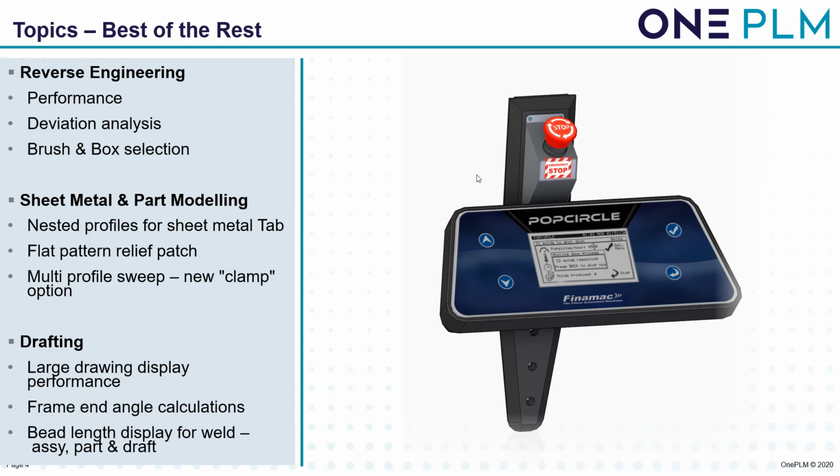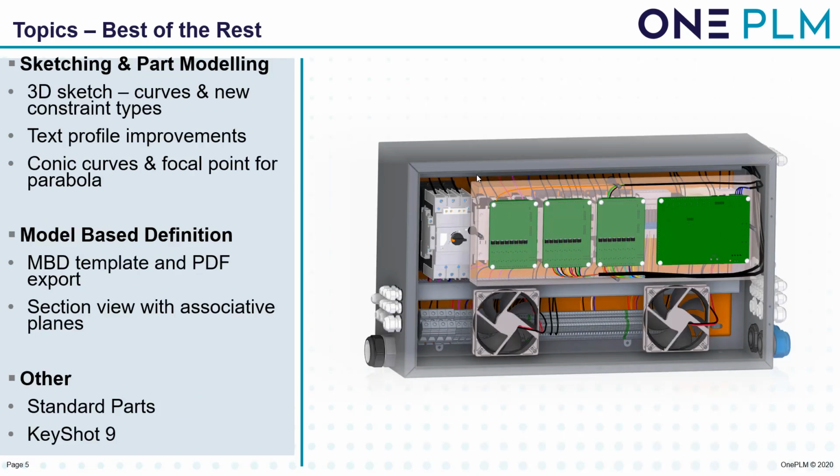We've got nested profiles for the sheet metal tab, a flat pattern relief patch so you can remove little cutouts, and multi-profile sweep. There's a new clamp option within part modeling and the sweep command. And in drafting, we've got large drawing performance and frame end angle calculations. I haven't got a slide on that, but I've got the information if you want it. Bead length display for weld, same on that one. We've got an option so we can do a callout, click on a weld, and it will tell you how long that weld is.